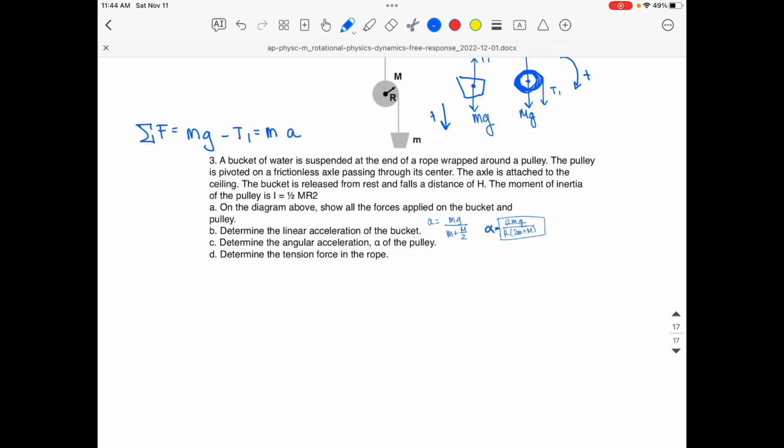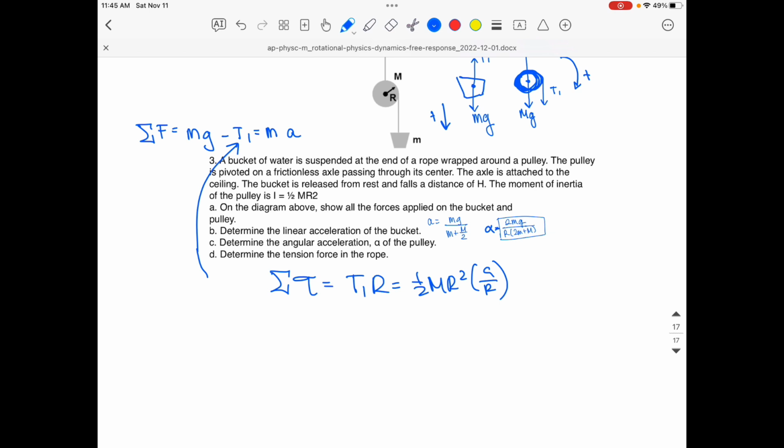Okay, so we're going to find the tension of the force on the rope. I left this equation here because I have T1 there. What we could also use, actually I think this might be easier, is we had an equation for the pulley. The sum of the torque was equal to the tension times radius equals 1/2 Mr squared A over r.